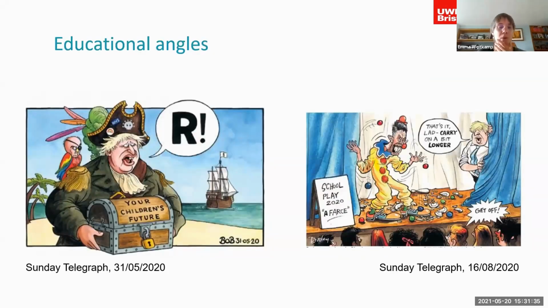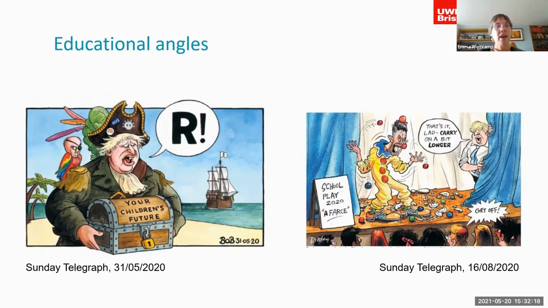Because we're in the UK, I thought it's worth just briefly looking at the education cartoons. So we've got one from the end of May, one from the middle of August, and as you can see, overtly criticising the government, but in particular, the government's handling of education. And worth noting here, because I'm going to come on and talk about politicians in just a minute, that we have on the left Boris and his sidekick Dominic Cummings, and on the right we have Boris and Gavin Williamson. Boris appears in an awful lot of cartoons, and he may be represented with other politicians, as in this case, or as we've seen earlier, on his own.